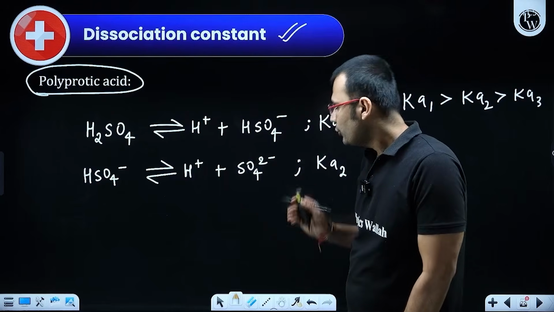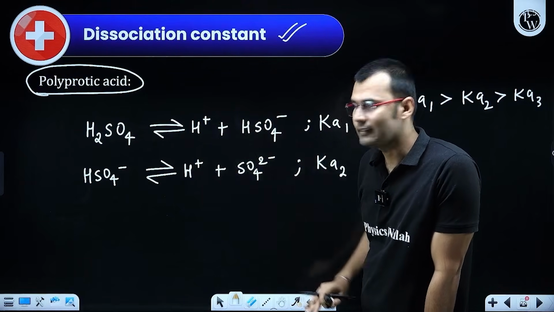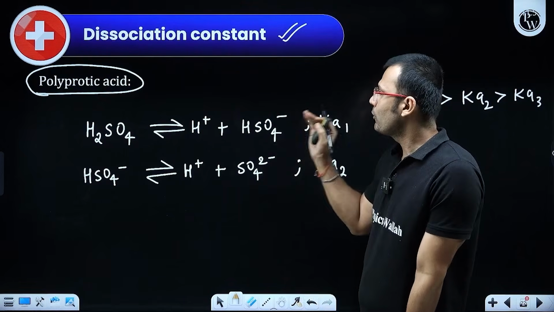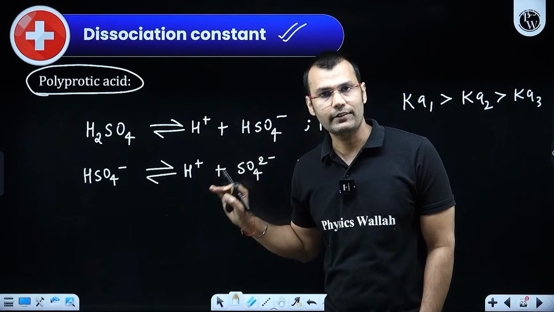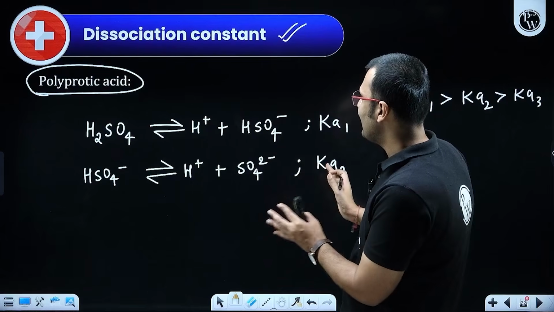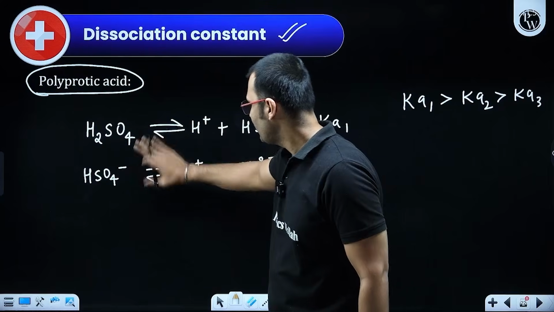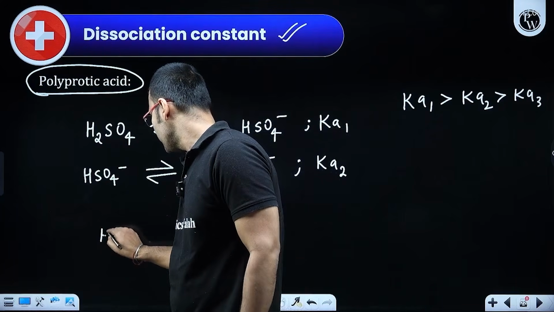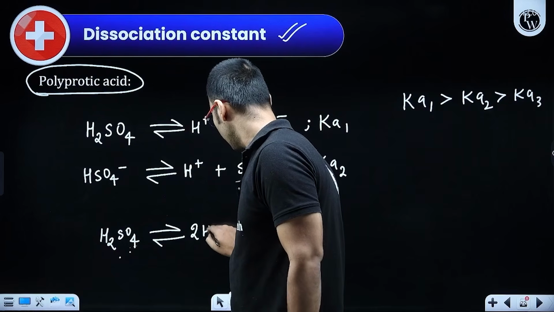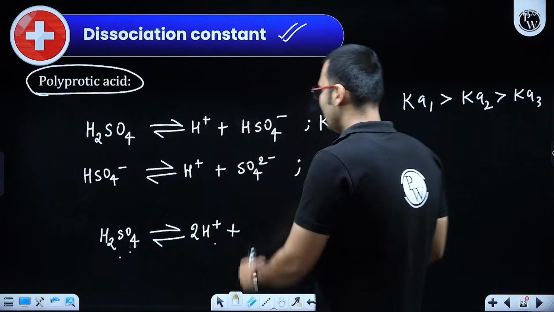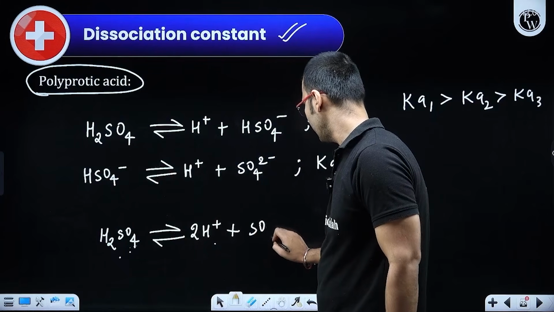But point is, you should have certain idea about the dissociation of polyprotic acid. The main thing is, polyprotic acids always ionize step by step. And if I write the overall ionization equation, I can do that simply by adding these two. If I add these two equations, I will get this sort of equation. H2SO4 converts to twice of H plus. When you add HSO4 minus in the product, the reactant will be cancelled. So you are left with sulfate.